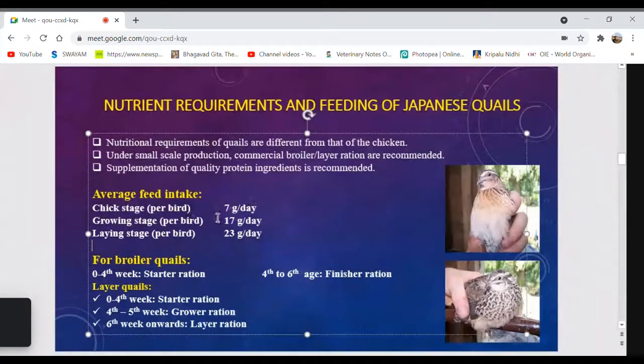And how you can divide their different physiological periods. In case of broiler quails, 0 to 4 weeks starter ration we have to provide, and 4 to 6 weeks finisher ration. These two are provided to broiler quails. And in case of layer quails, starter ration for the fourth and fifth week duration, then from the 6th week onward.